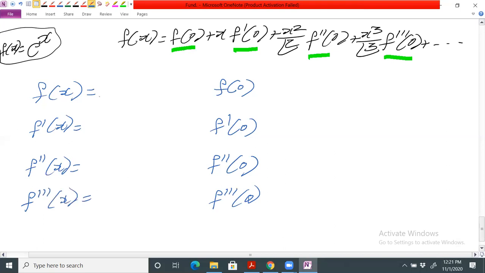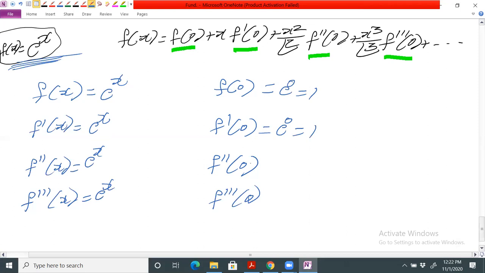Okay, now what is f of x? f of x equals e power x, whatever function is given, that we consider as f of x. What is f dash of x? The differentiation of e power x is e power x, again differentiation is e power x, again e power x. Now substitute 0 in these functions. What will we get? e power 0, which is nothing but 1. In the same manner, f dash of 0 is also e power 0, which is also 1. f double dash of 0: we require f double dash of x, which is e power x.